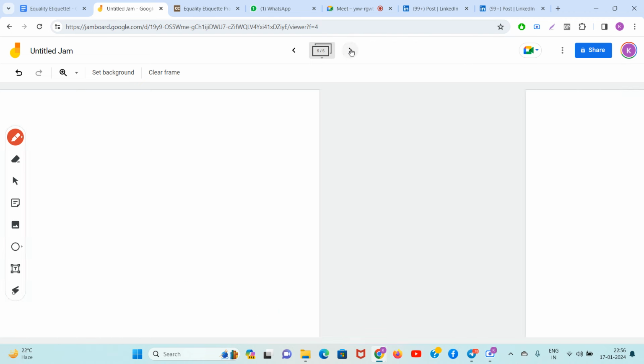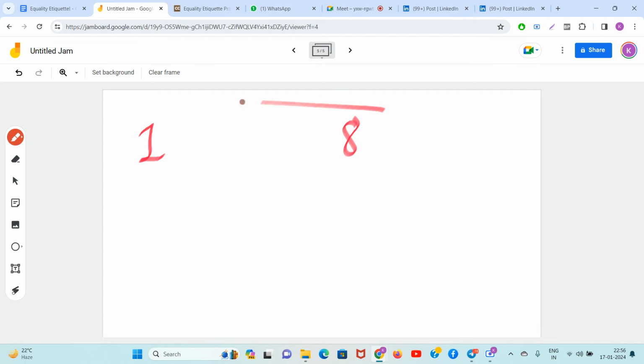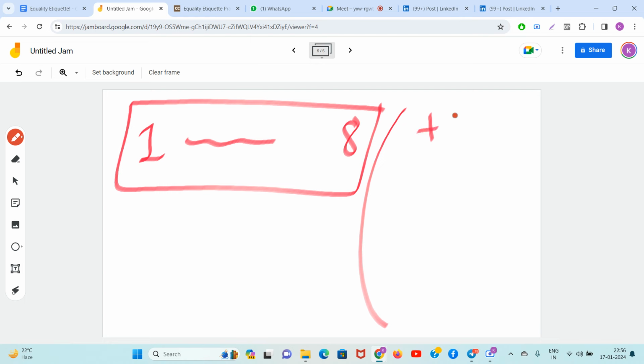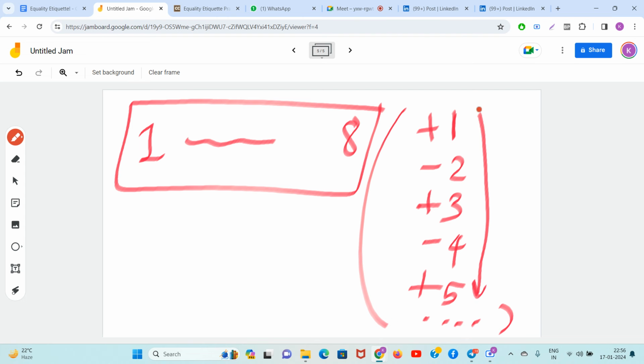Now, guys, I'm showing you a hard test case. Tell me the answer for this: 1 and 8. How will you make both of them equal? In the first operation, you can do plus 1, then minus 2, then plus 3. This test case will explain the difficulty of the problem. Like this, you can do any number of operations, but you have to do the minimum number of operations so as to make sure that both of them become equal.